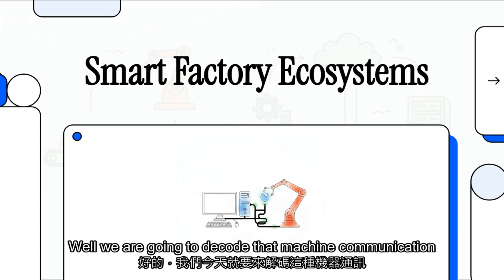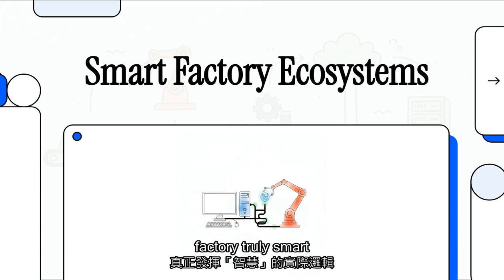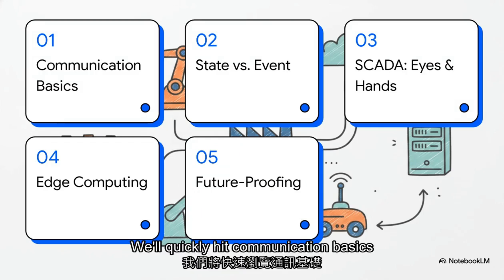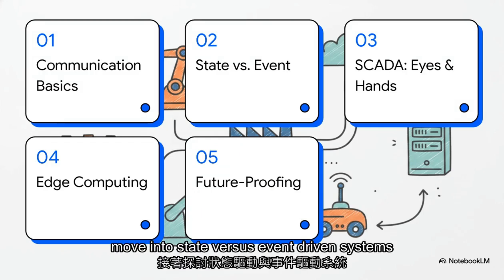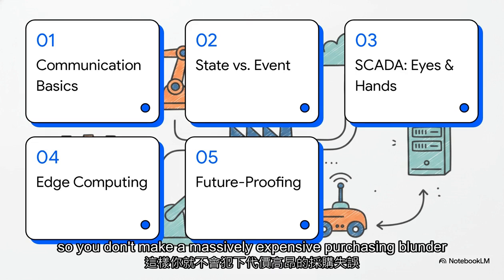Well, we are going to decode that machine communication today and figure out the actual logic that makes a smart factory truly smart. Okay, so here's our roadmap. We'll quickly hit communication basics, move into state versus event-driven systems, check out SCADA, dive into edge computing, and finally, look at how to future-proof your procurement so you don't make a massively expensive purchasing blunder.